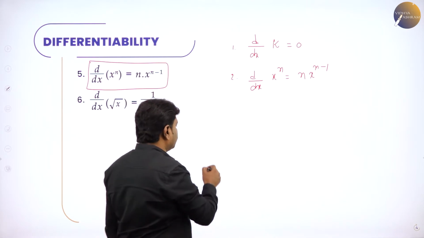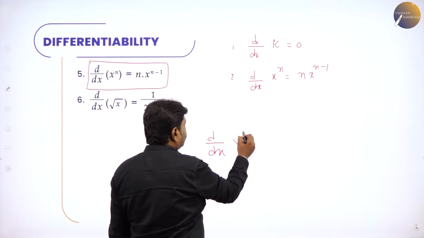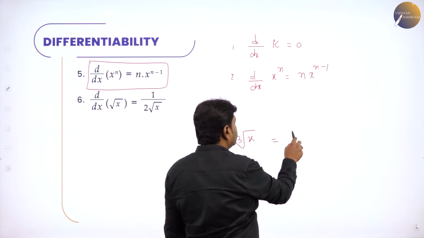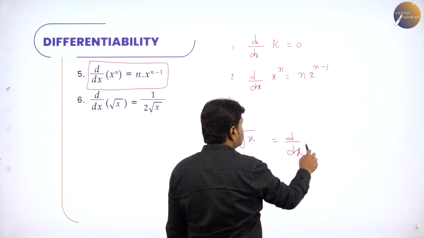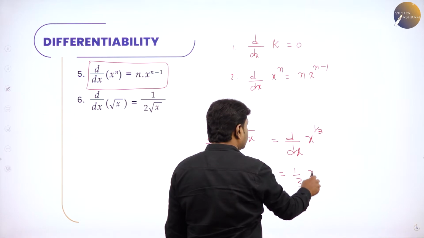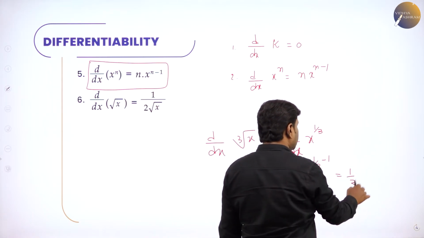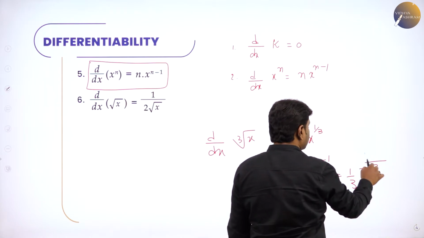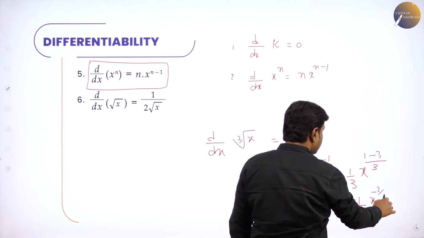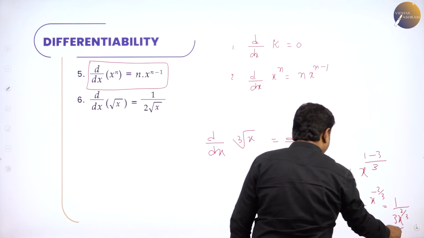Sometimes they'll give it like this: d by dx of cube root of x. Cube root of x I can write as d by dx of x power 1 by 3. What is the derivative of x power 1 by 3? 1 by 3 into x power 1 by 3 minus 1. That will become 1 by 3 into x power, with 3 as the LCM, 1 minus 3 by 3, or further I can write 1 by 3 x power minus 2 by 3, or 1 by 3 x power 2 by 3.